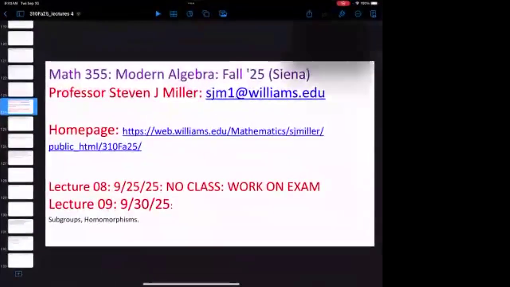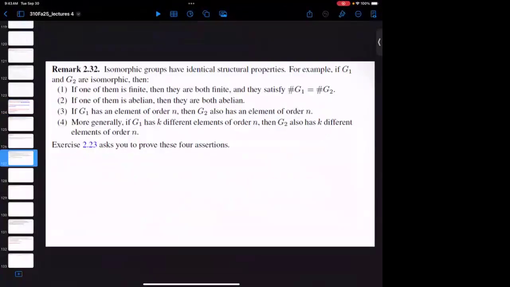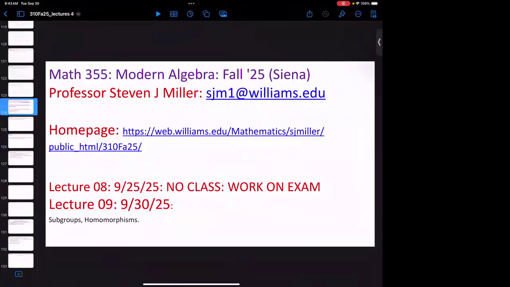Welcome to Math 310, Introduction to Modern Algebra. This is lecture 9. So we're going to talk today about subgroups, homomorphisms, and continue to do some of the applications of the material we've been seeing.